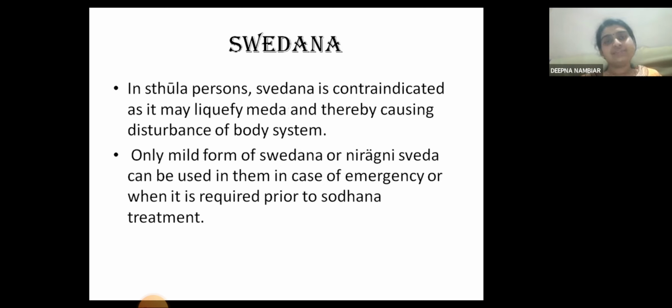Okay. And in the case of Swedas, similarly, Atisthula is contraindicated for Swedana. In Sthula persons, Sweda is contraindicated as it liquefies the Medas and thereby causes disturbances in the body. As in Sthula, the Meda vilayanam will happen. And for Sthaulya, the Niragni Swedas are explained. In case of emergency, they can go for Niragni Swedas rather than the normal Madhyama or Tikshna Swedas.